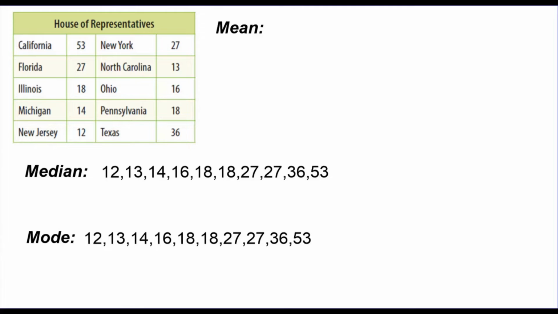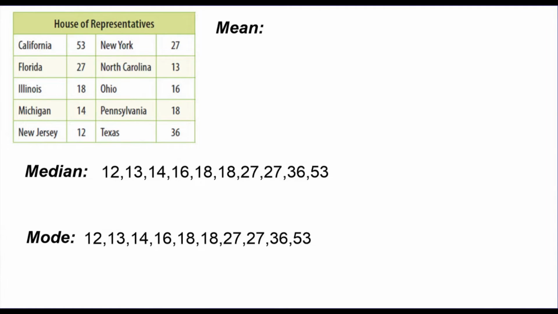So let's take a look at a data set and see if we can calculate all of these measures of center. So here in this table we have the number of representatives from each state, and we want to find what a typical state has, or how many representatives a typical state has. So we're going to look at the mean, the median, and the mode.